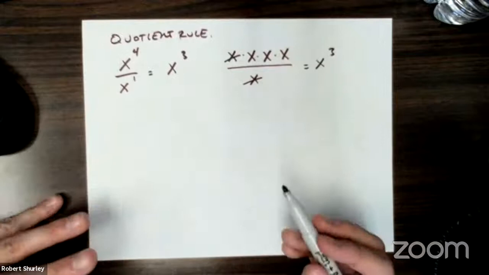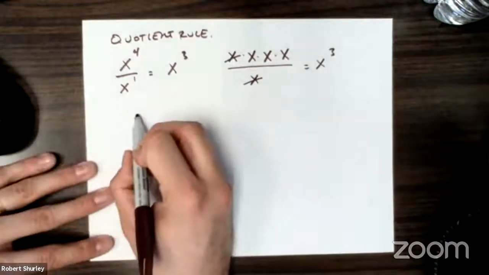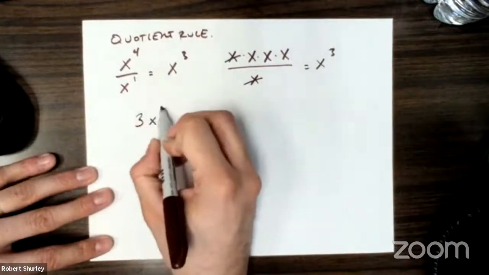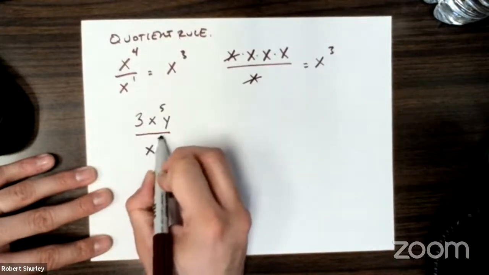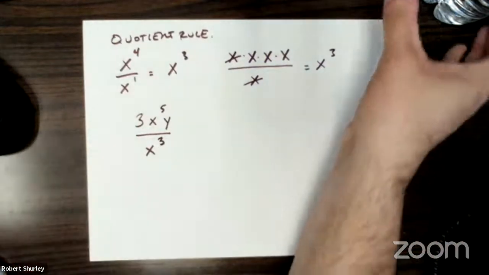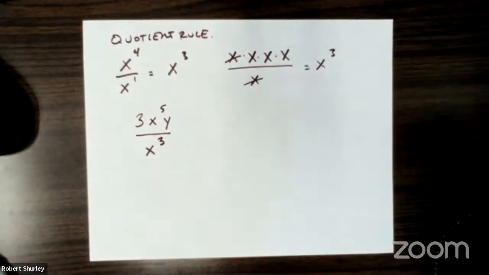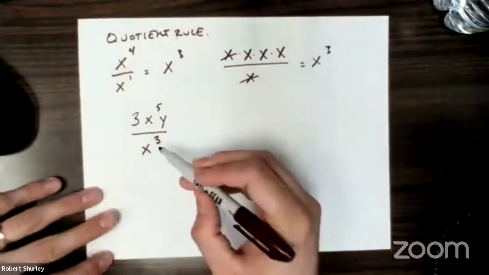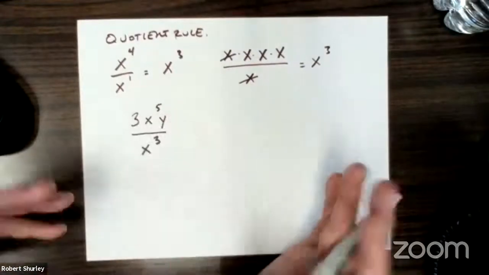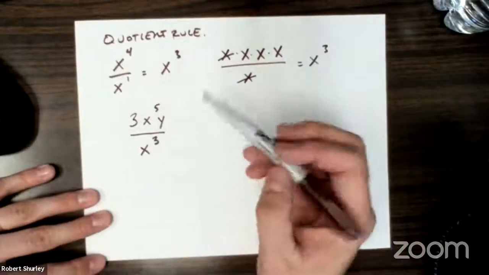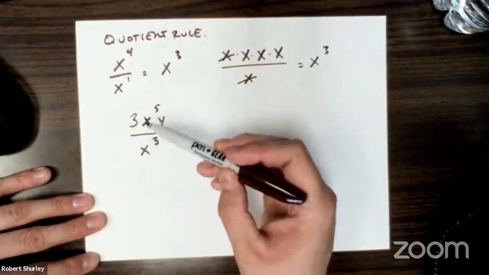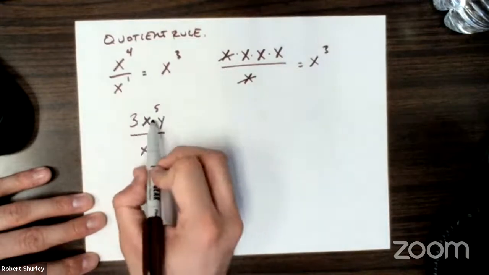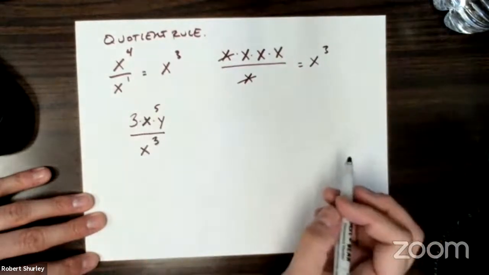Okay, so let's look at a few of these. If we had, let's say, 3x to the 5th y over x cubed. Now notice there's only an x on top and bottom. That 3 and that y don't have anything to combine with. And we still have the same issue. These are repeating bases. I know they're not being multiplied, but they're being repeated on top and on bottom, and everything's being multiplied on top.